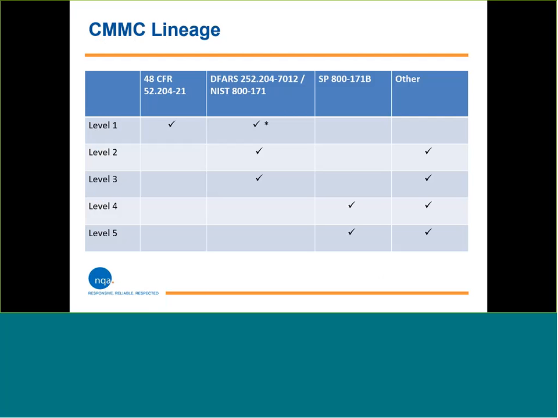Just a quick lineage, I already kind of alluded to this, but a lot of the requirements come out of that NIST 800-171. The way this chart is made up, you see the maturity levels going down in the first column, and then some of the key source documents they come from. So again, this proves the point that if you're beholden to that DFARS and you're NIST 800-171 compliant, then that maps to level 3.